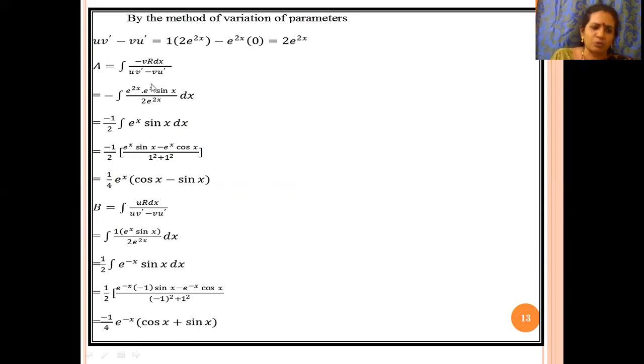Then coming to the B formula, B is equal to integral of u r dx by uv dash minus vu dash. In both the cases we need this term, this value. That's why initially, first of all, find out this value, then substitute in A and B. So integrate A and B here, and here also you should apply the uv formula. Otherwise, directly, if you remember the intermediate formula for the integral of e power x into sin x, you can substitute that formula here. Otherwise you can apply the uv formula here. So integrate, simplify, and this B value we got is this one.